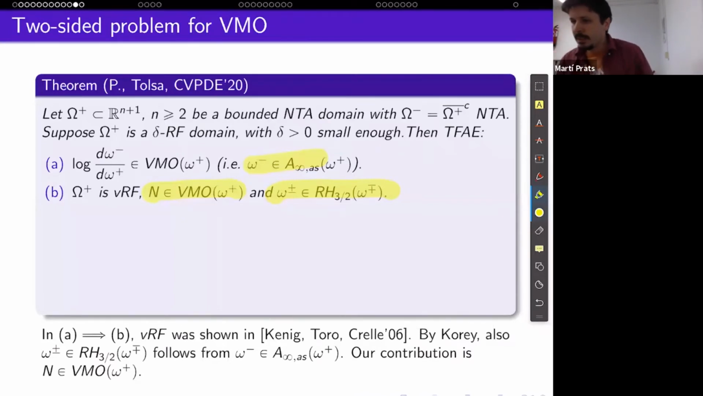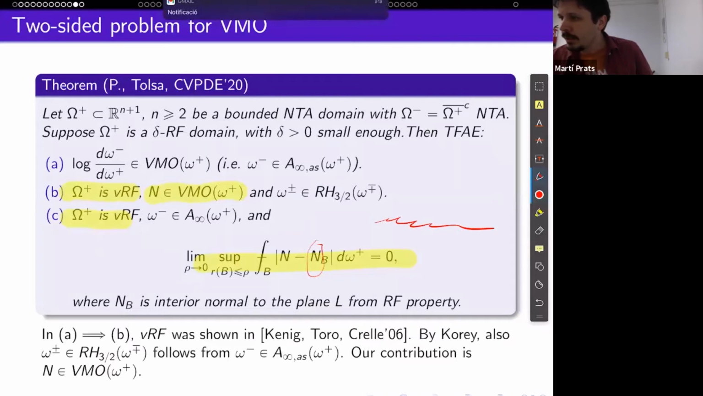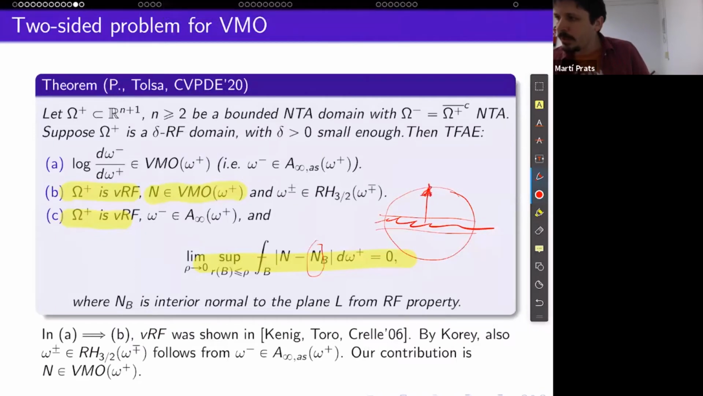Let's continue. So, I was saying that our main contribution is that the normal vector belongs to VMO in this implication. Now, the converse implication is more involved, and there is another equivalent item, that is also omega plus is vanishing Reifenberg flat. And here, instead of asking this thing that you may think is not geometrical enough, you can say that you have this vanishing oscillation in a different sense. Here, instead of putting the mean, what we put is a fixed vector, and this N_B is just, you take delta Reifenberg flatness, and you have a natural candidate as a normal vector in this ball, that is the orthogonal to the minimizing plane.